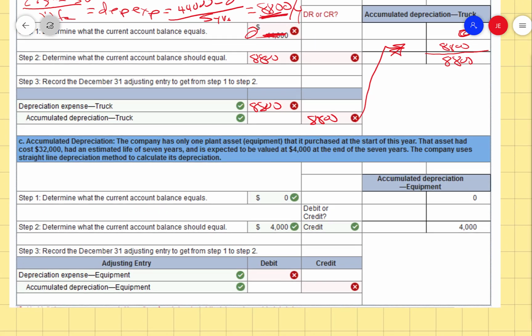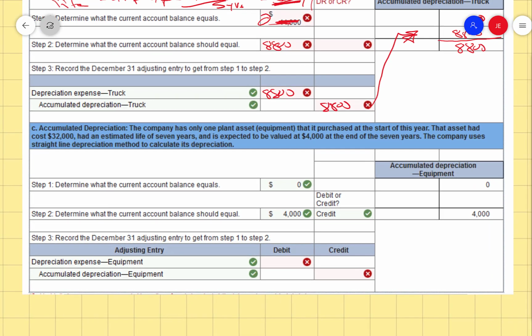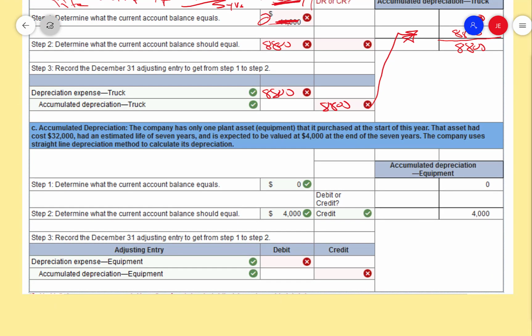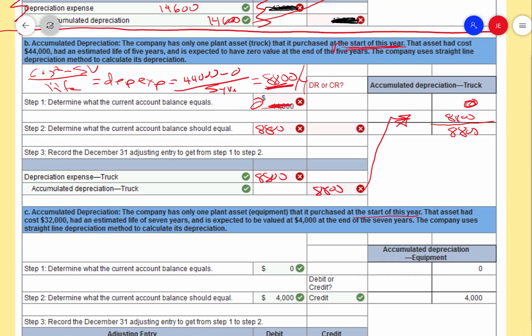And then C, cumulative again, same deal. We bought it at the start of the year, so our beginning balance is 0. Look at that. That's awesome, right? Cost of 32,000, 7-year life, salvage value of 4,000, right? Company uses the straight line depreciation method to calculate it. Straight line is what? Remember our formula, right? Cost minus salvage value all over useful life.